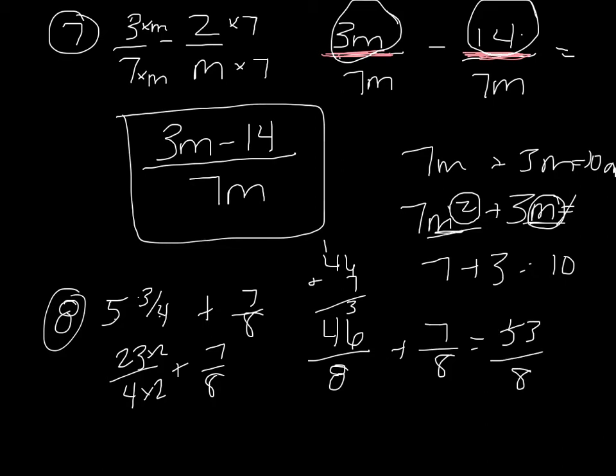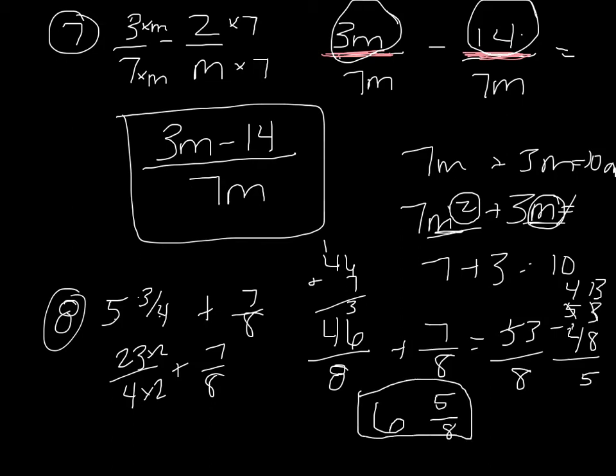Now I have to say, okay, how many times does 8 go into 53? Well, it's not 7, so it must be 6. So I would have 6 wholes. 6 times 8 is 48. So I need to take 53 minus 48. Get a 13, get a 5. So I would have 5 eighths left over. So my answer should be 6 and 5 eighths.